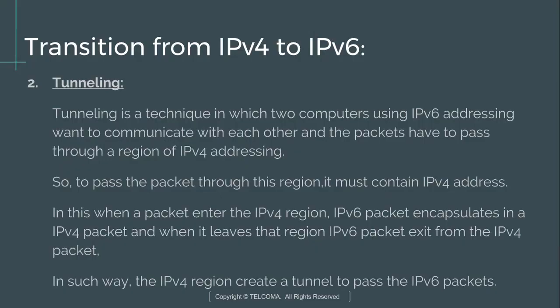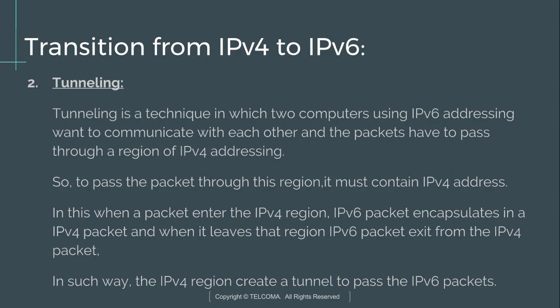The next is tunneling transition. Tunneling is a technique in which two computers using IPv6 addressing want to communicate with each other and the packet has to pass through a region of IPv4 addressing. So this means the two devices that want to communicate work on IPv6 addresses, but the intermediate devices are working on IPv4. To pass the packet through the IPv4 region, it must contain IPv4 addresses.